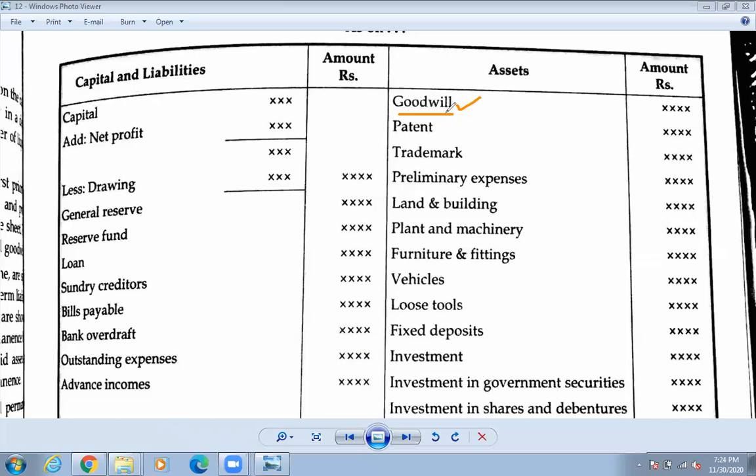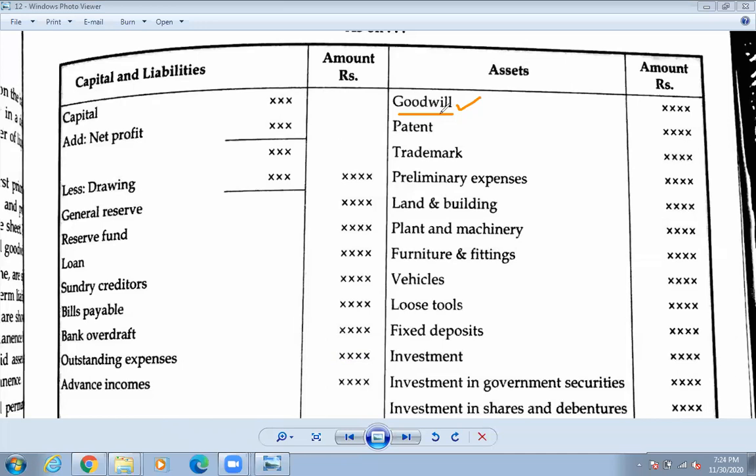Suppose Sir Khan comes to Sion School, and Sion School is a number one school, so many of the students are going to come. That is also a kind of goodwill. A good relationship is built by a person, or by a company, and due to that, many people are attracted towards it. So that is called the goodwill.